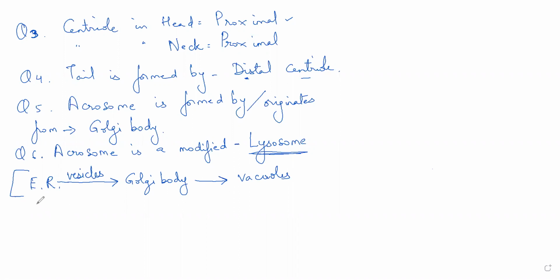Vacuoles having the hydrolytic enzymes. Which enzymes? The hydrolytic enzymes. Right. Now these hydrolytic enzymes containing vacuoles are basically the lysosomes.